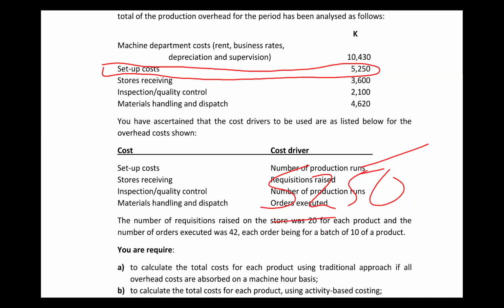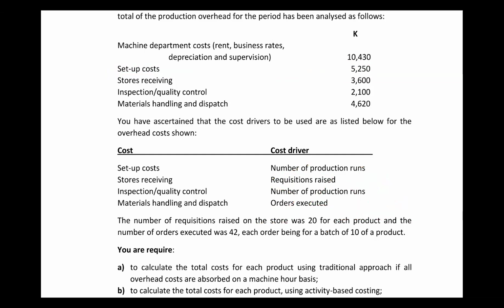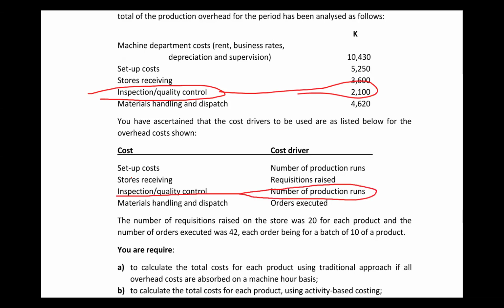To divide this cost, the 5,250, it will go to specific departments, okay, or be allocated to specific products. Then you have inspection and quality control. This cost is 2,100. How do you really assign this to a specific product or a specific service? Then you need to use, there is a driver here. You need to use the number of production runs as well.